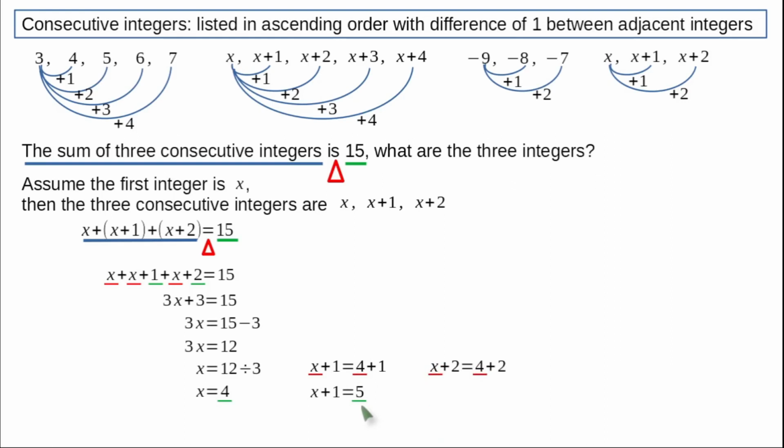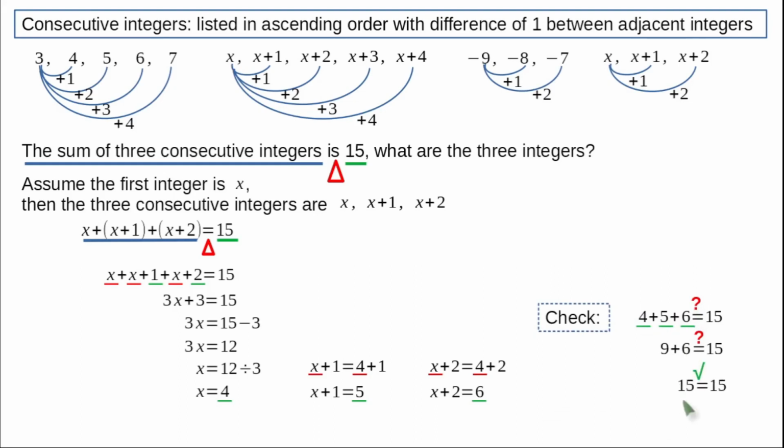The third integer is x plus 2. So it equals 4 plus 2 equals 6. So now we know all three consecutive integers: 4, 5, 6. We need to make sure their sum is 15. So we want to double check. 4 plus 5 plus 6 equals 9 plus 6 equals 15. So we have confirmed 4, 5, 6 are the three consecutive integers.